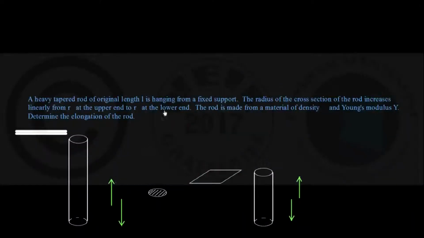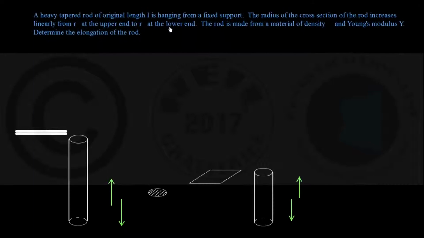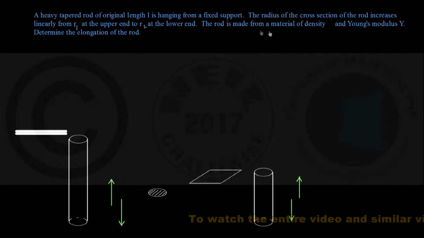So I read my first problem here. It says that a heavy tapered rod of original length L is hanging from a fixed support. The radius of the cross section of the rod increases linearly from a value of R1 at the upper end to R2 at the lower end. The rod is made from a material of density rho and Young's modulus Y. Determine the elongation of the rod.